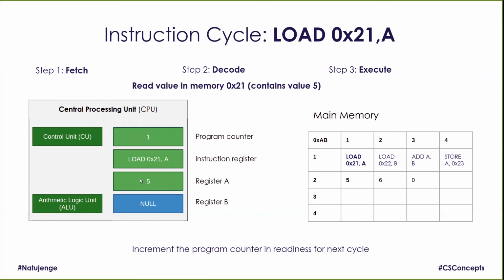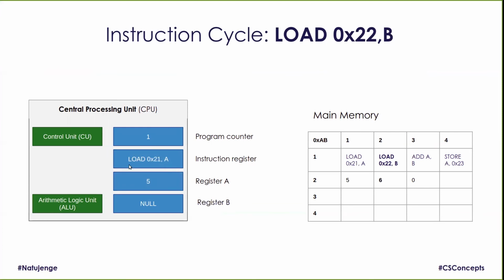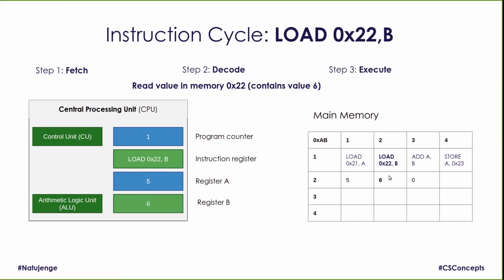Now, after that, we increment the program counter in readiness for the next instruction. Once we move to the next instruction, please note that register A already has 5. So the first step is fetch, and we get a new instruction. After fetching, we decode, and we know that we are loading data from this location here. The execute is essentially loading the data, and that happens using the computer system bus, which we've already covered. Then we increment in readiness for the next instruction.